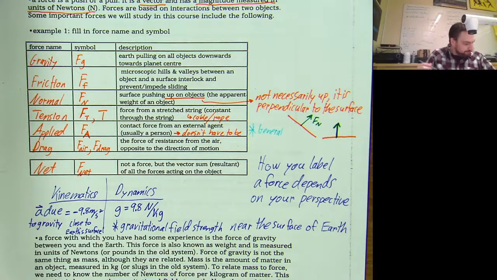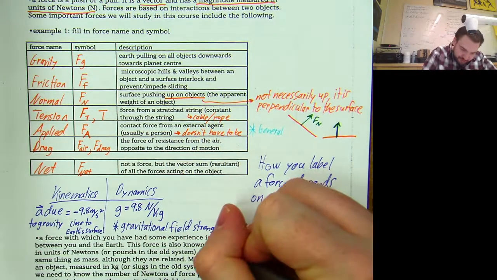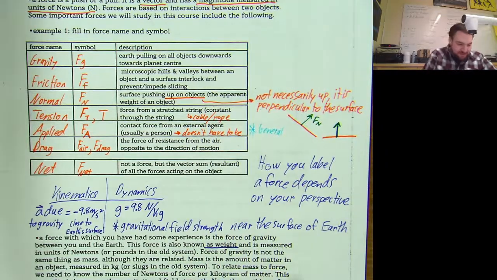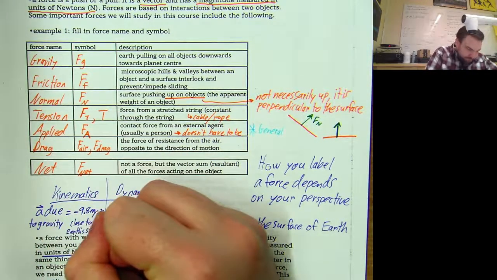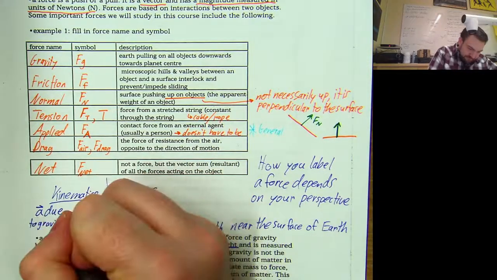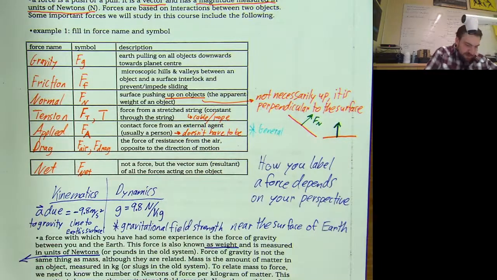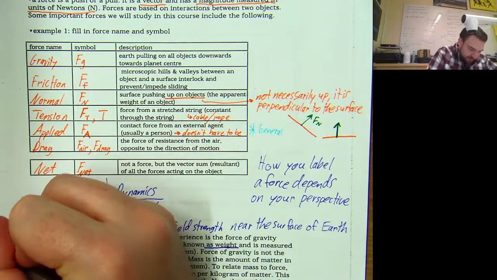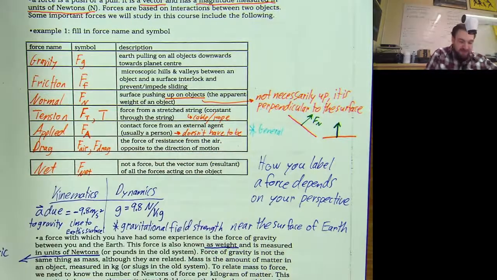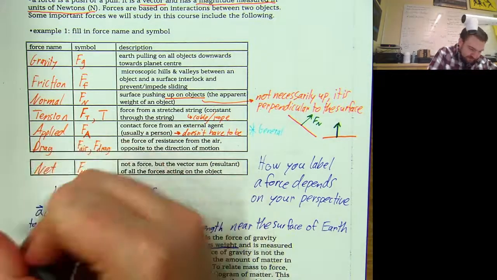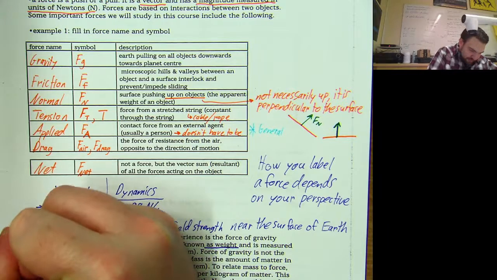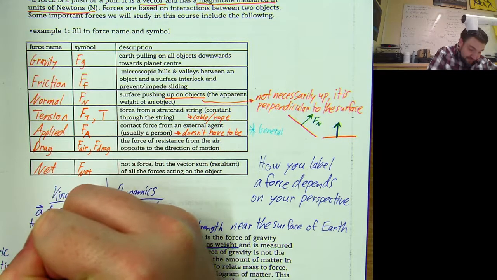So force, what we're getting into now, you have some experience with, is the force of gravity between you and the Earth. This force is also known as the weight, or as your weight, and it's measured in newtons. This is metric. Pounds is the old imperial units of measure. So newtons and pounds are a measurement of weight. Weight in newtons. So this is different than mass.